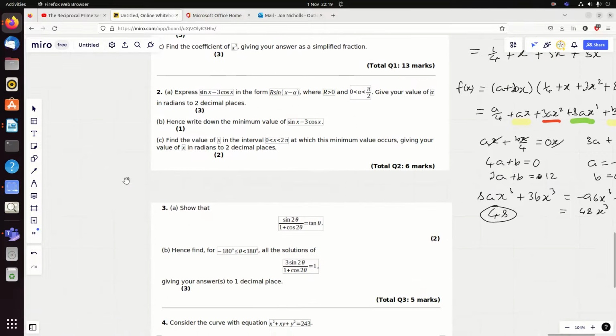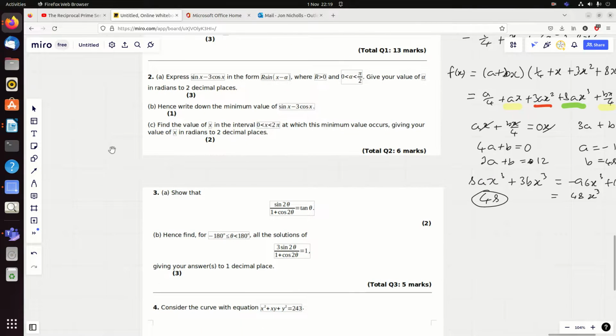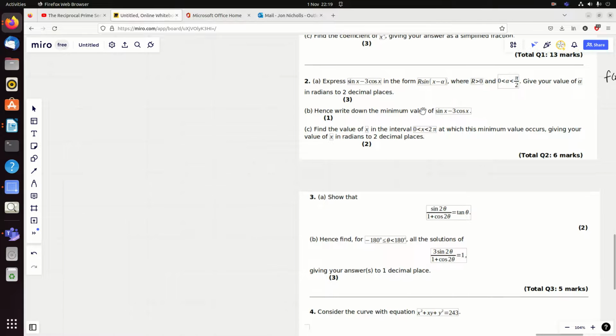Sine x minus 3 cos x. Got to write it in the form r sine x minus alpha, giving alpha in radians. Okay, so bear that in mind, calculators in radians and all that. Right, sine x minus 3 cos x, we're going to write as r sine x minus alpha.